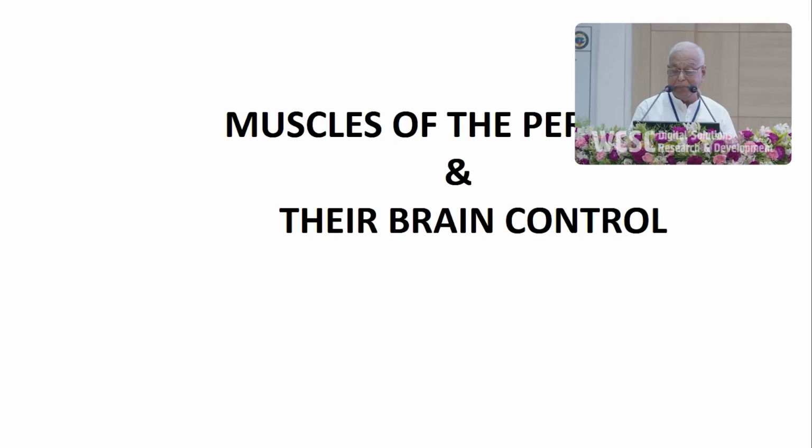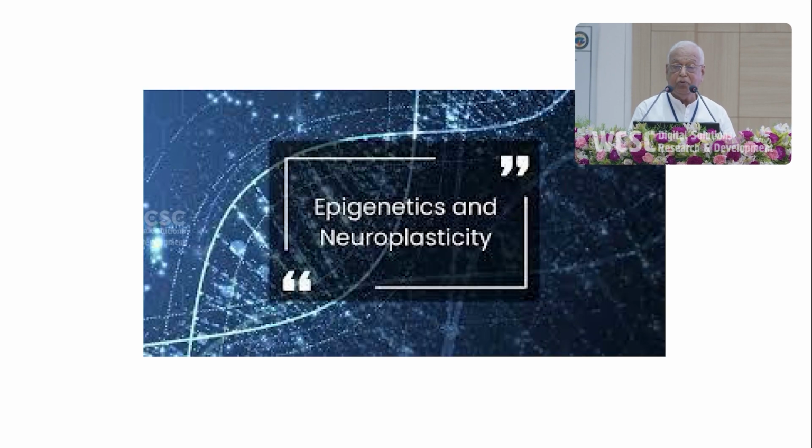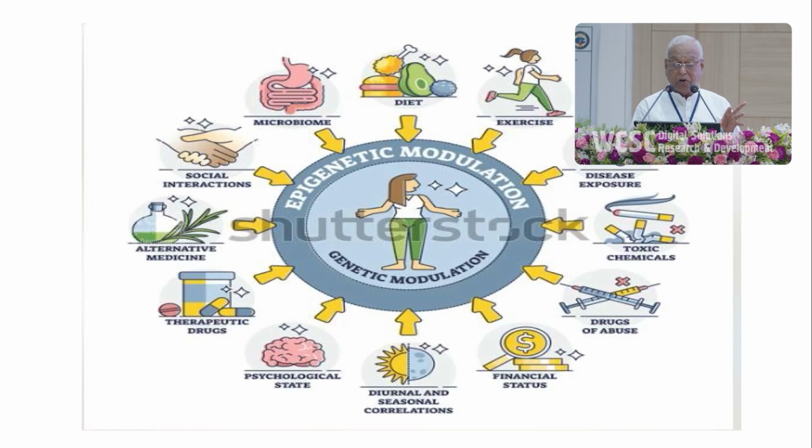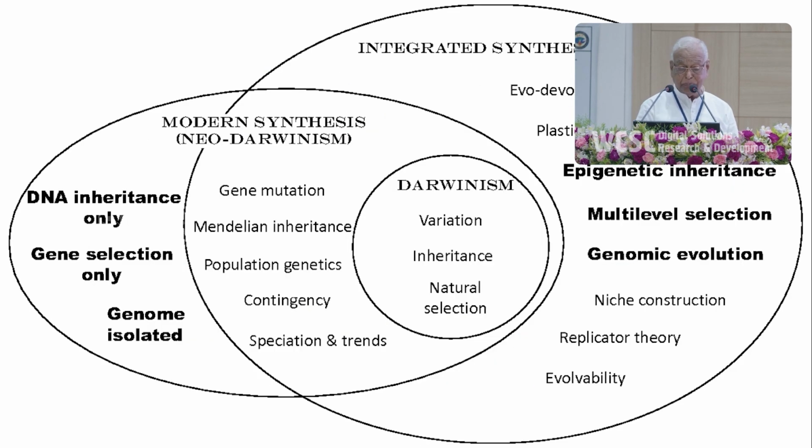What I said was that the muscles of the perineum are not under our conscious control. So how do we bring conscious control in the brain? For that, epigenetics gives an answer, that is epigenetics and neuroplasticity. Here, the epigenome changes take place due to all these surrounding impulses, but these things were not helping me, but this picture helped me. This contains all the things involved in epigenetics.